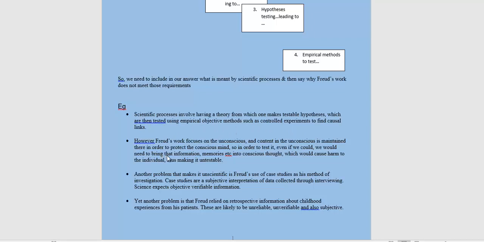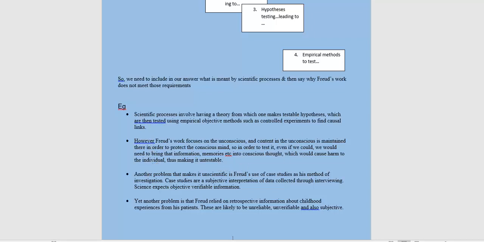Then we're going to say, how far does Freud meet those requirements? Unfortunately, it focuses on the unconscious, and maybe you could go down this route. Content in the unconscious is maintained there in order to protect the conscious mind. So if we wanted to test it, even if we could access it, we would need to bring that to consciousness, those memories, into conscious thought. And obviously they're in the unconscious to protect them, so that would cause them harm, and therefore from ethics alone, it would be untestable. So you could comment on that.